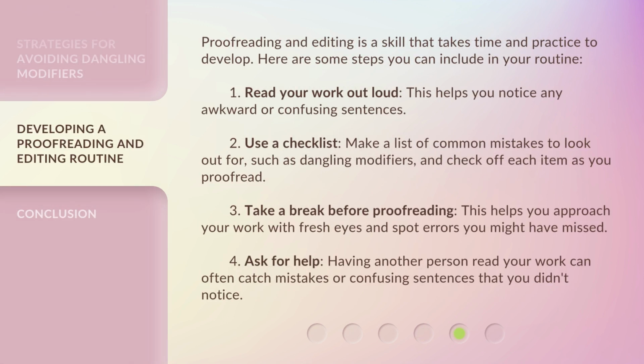Proofreading and editing is a skill that takes time and practice to develop. Here are some steps you can include in your routine. 1. Read your work out loud. This helps you notice any awkward or confusing sentences. 2. Use a checklist. Make a list of common mistakes to look out for, such as dangling modifiers, and check off each item as you proofread.